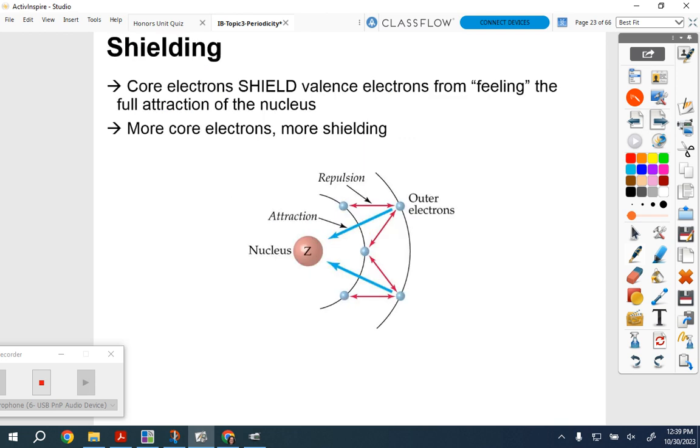Let's see. This is just another picture of this idea of shielding, and it comes from the fact that there's this force of attraction from the nucleus, but there's also this force of repulsion from the electrons in between the valence electrons and the nucleus. And that's really where the shielding comes from, is that balancing out of some of that positive attraction with some negative repulsion. Okay.